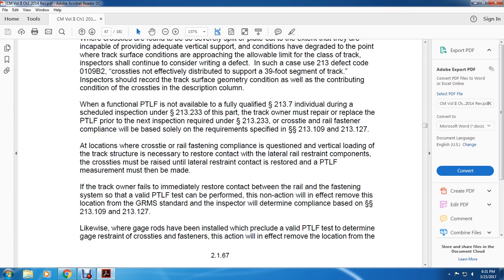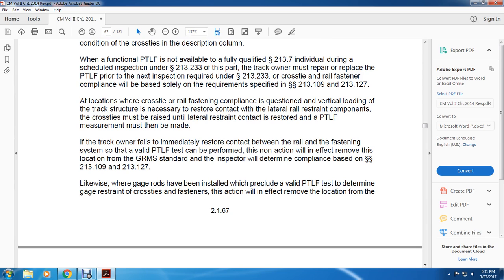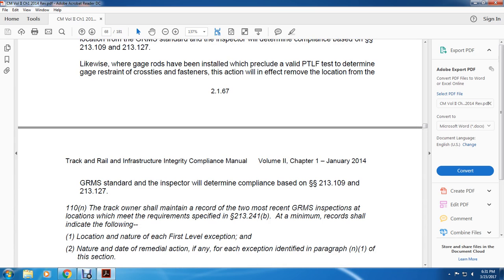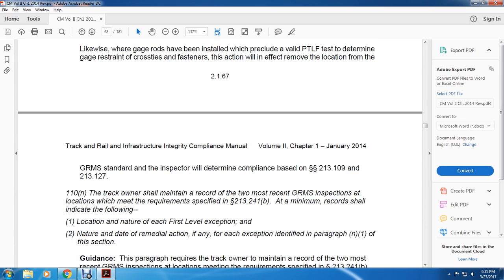The inspectors determine the compliance based on the statute 213.109 and 213.127. Likewise, if the gauge has been installed with the value of the portable track loading fixture to determine the gauge resistant cross ties fasteners, no action will affect the removal of the location. Gauge resistant measurement standard: the inspector will determine the compliance based on 213.109 and 213.127.